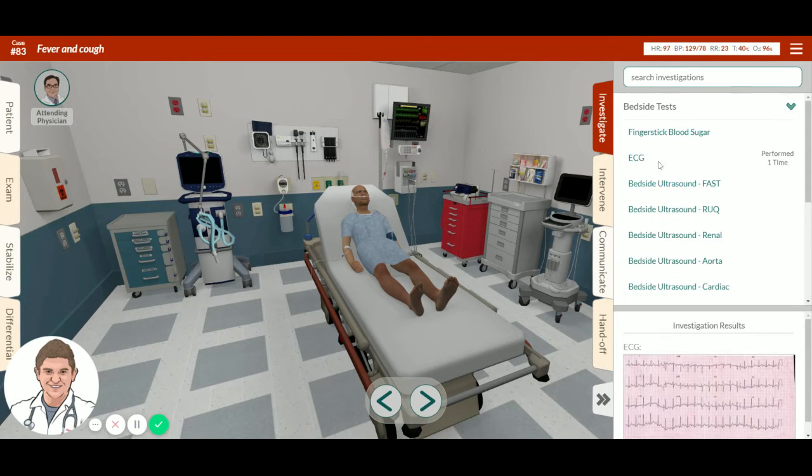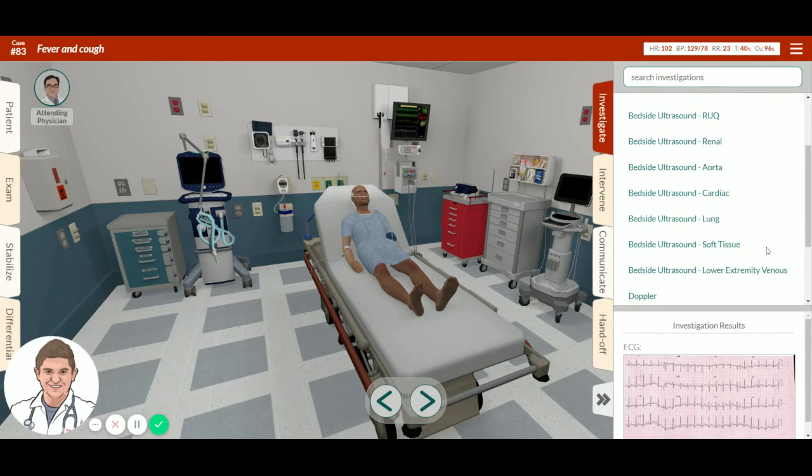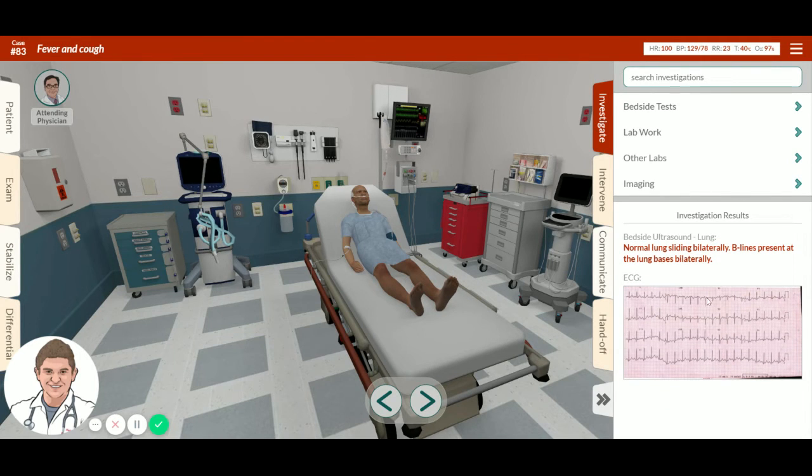So what else do you need? So you could employ bedside ultrasound here. Lung ultrasound would be reasonable, as would chest X-ray. So this shows lung sliding bilaterally, but B lines focally at the lung bases. And remember, that doesn't necessarily just mean pulmonary edema. That can also mean a focal consolidation or pneumonia.